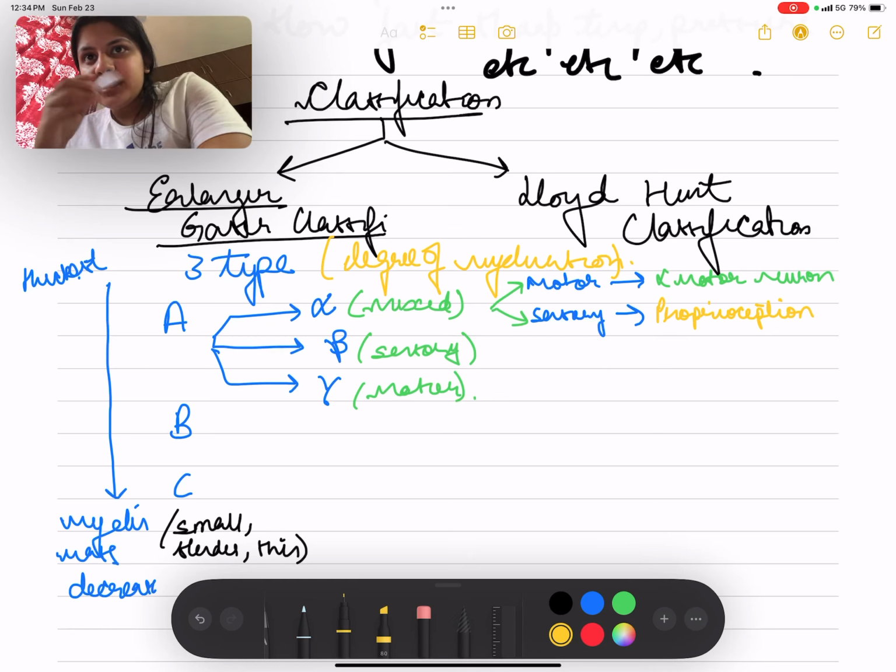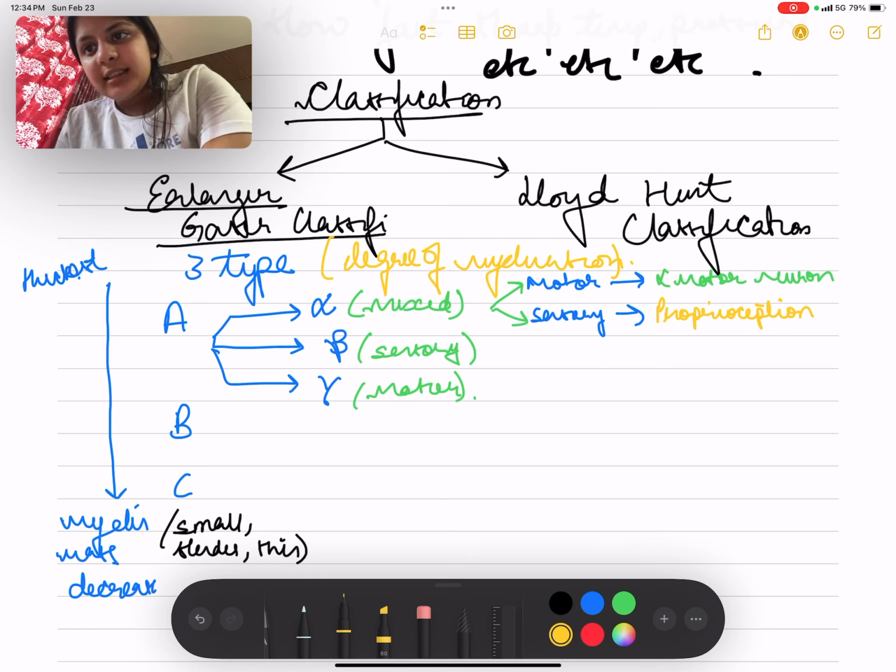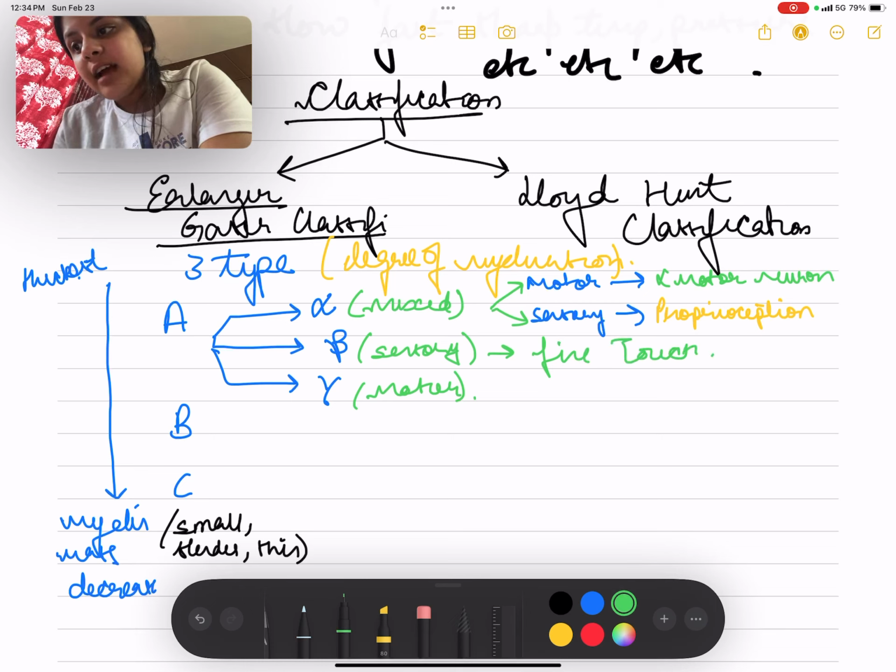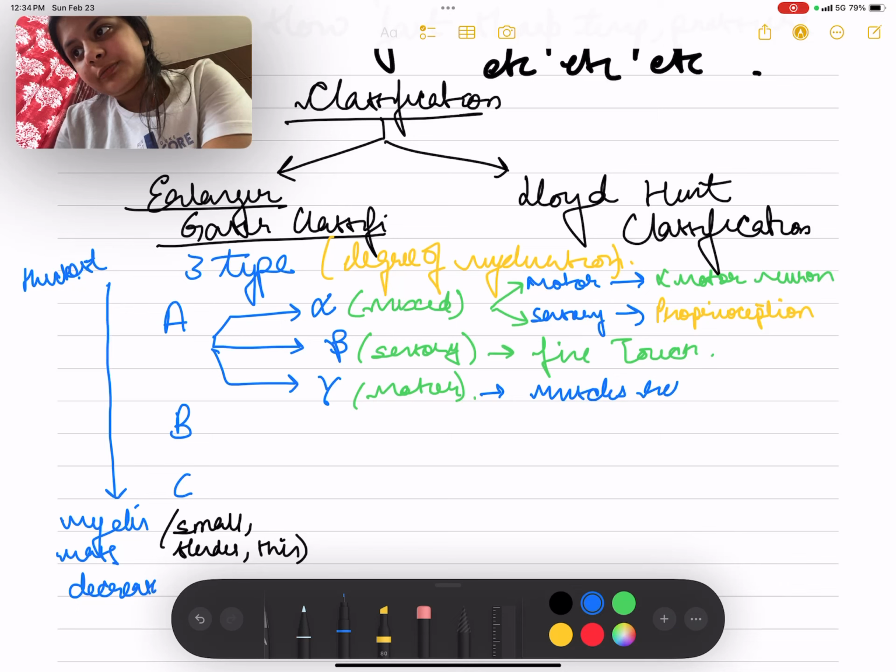Then the beta fibers. The beta are the sensory fibers and they carry fine touch. What touch? The fine touch is very important. And the gamma fibers are the motor fibers, so they carry the muscle reflexes and the tone of the muscle. Remember, fine touch is carried by A beta.